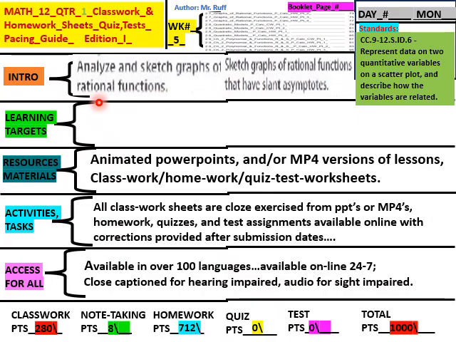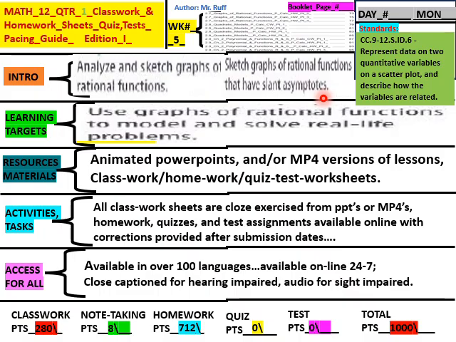So that's our thing for week 5. The intro into week 5 is analyze and sketch graphs of rational functions. We've been doing that. Sketch graphs of rational functions that have slant asymptotes. We've been doing that as well. So we're going to continue with that. Use graphs of rational functions to model and solve real life problems. So that's what this week is about.